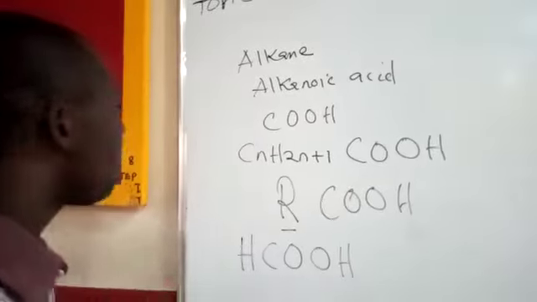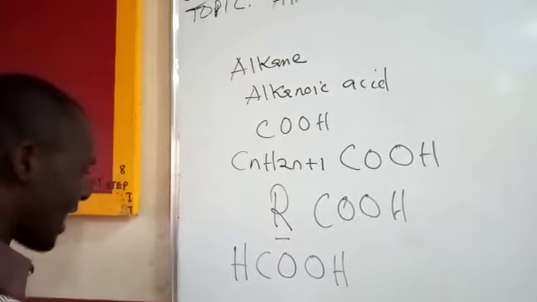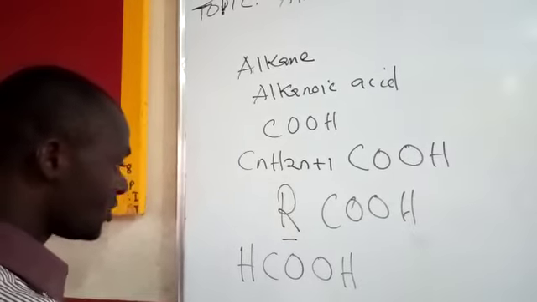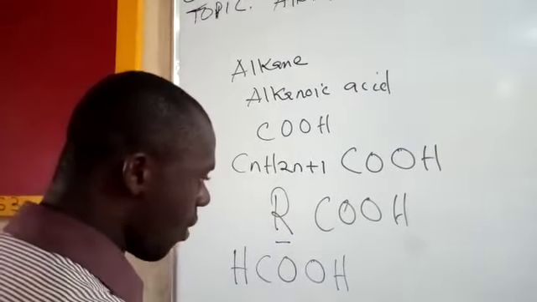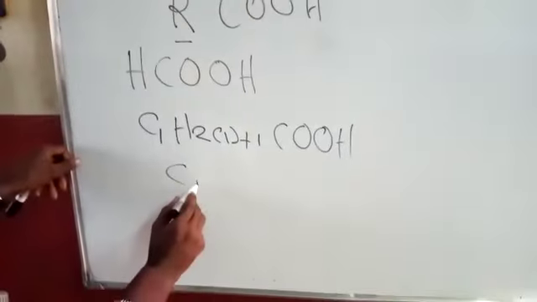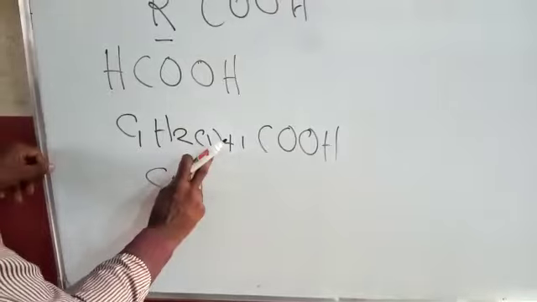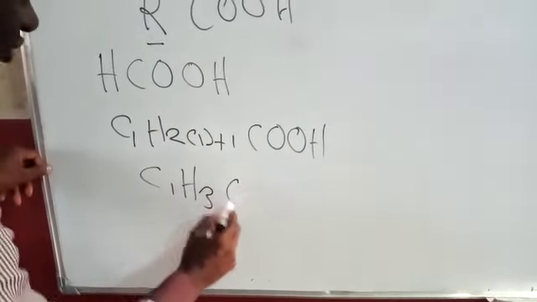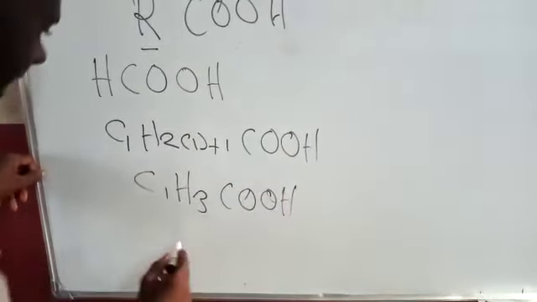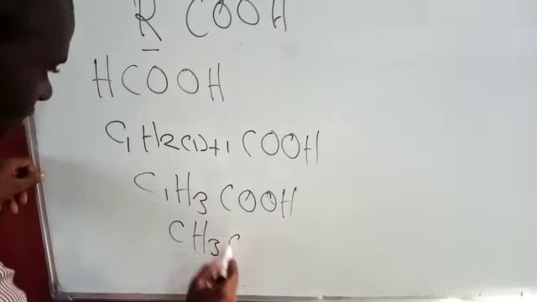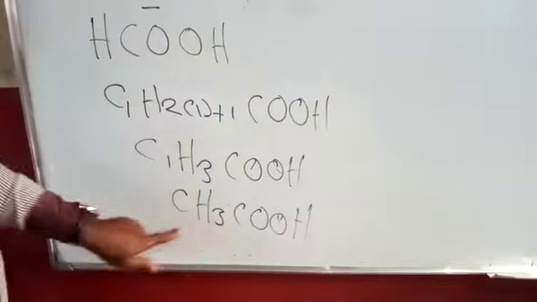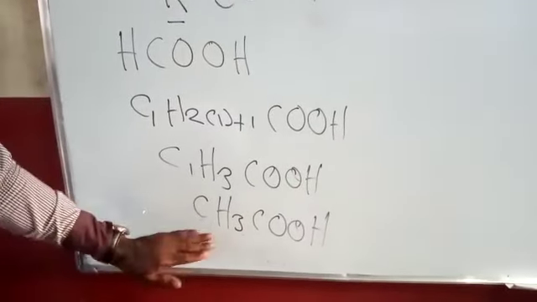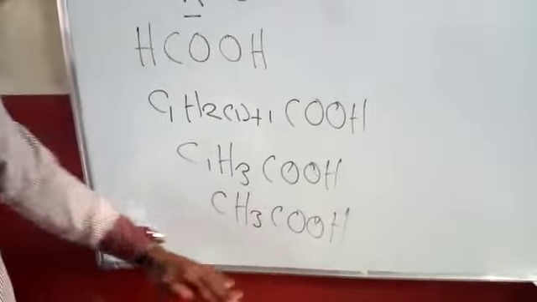Okay. Now, if n is equal to 1, we have it as C1H2(1)+1COOH. So this will be C1H2 times 1 is 2, plus 1, that is 3, and then COOH, that is CH3COOH. Remember, when you have 2 carbon atoms, that is eth. So you call this ethanoic acid. So that's how you name them.